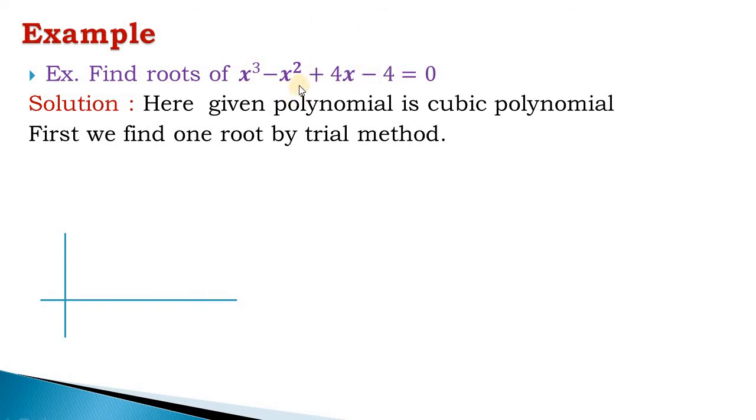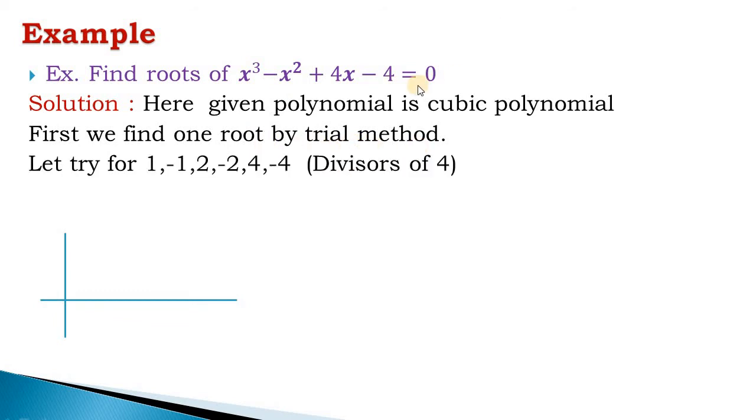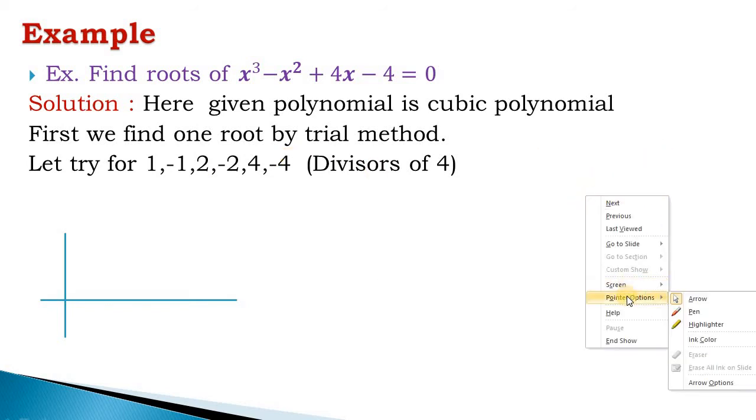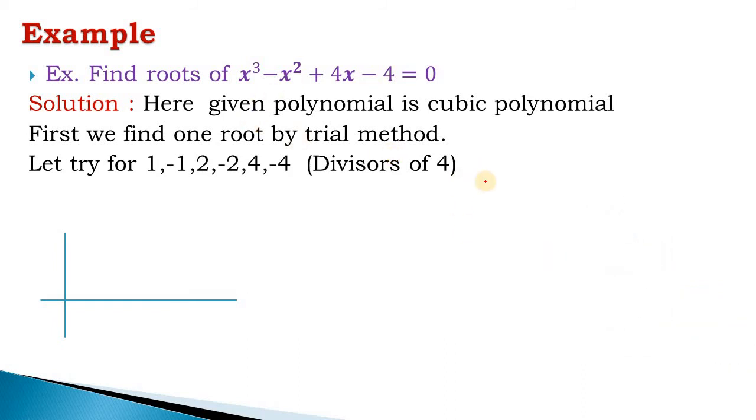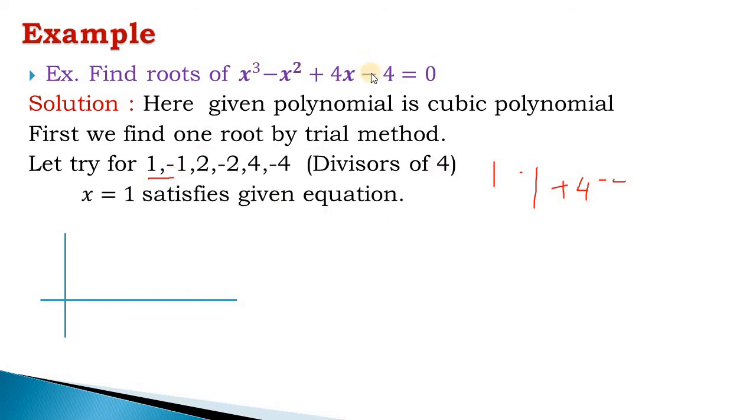Now, to find the other quadratic factor, we have to find the first root by trial and error. So we check the divisors of 4: plus minus 1, plus minus 2, plus minus 4. I try x equal to 1 first. When I put x as 1, 1 minus 1 plus 4 minus 4, so we get 0, and therefore x equal to 1 satisfies the given equation.